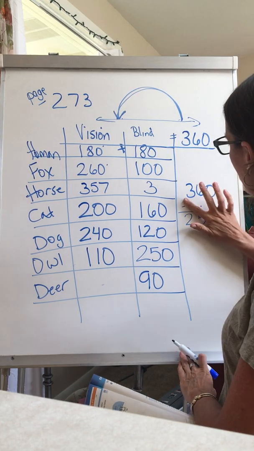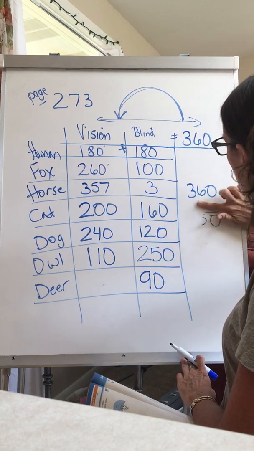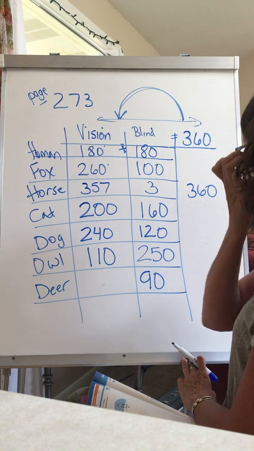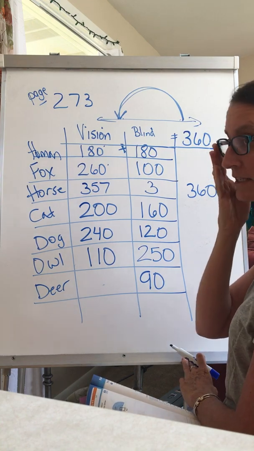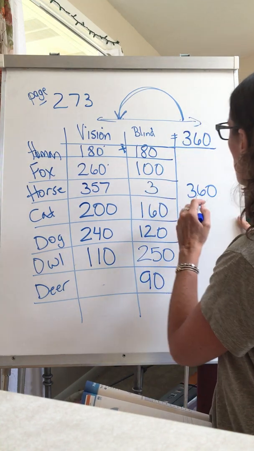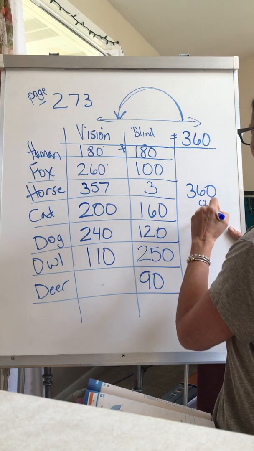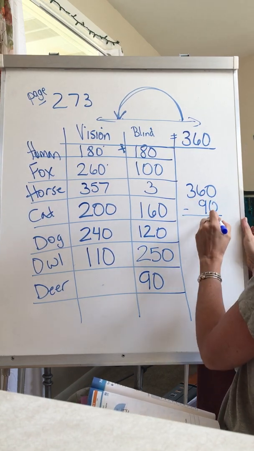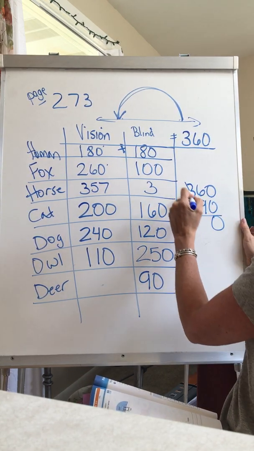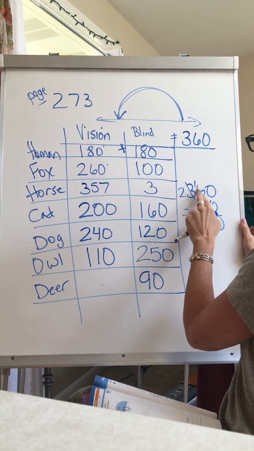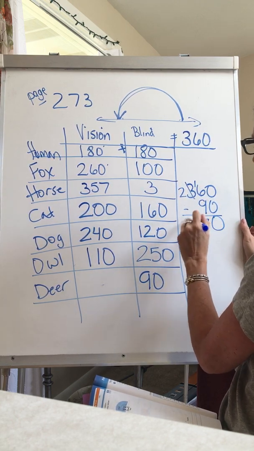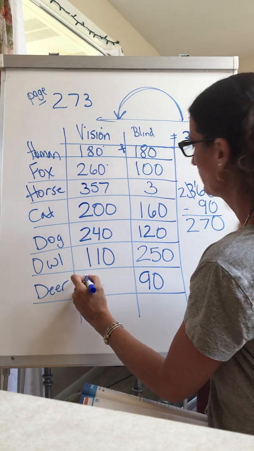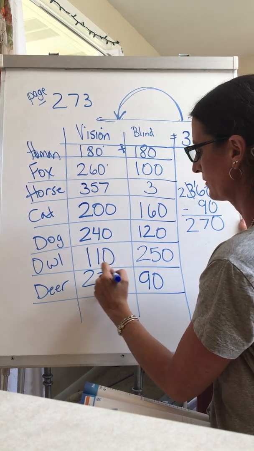And then the deer, okay, the deer also has a really small blind spot. And that's because they have those eyes on the side of their head for the prey. And so we know that they can't see 90 degrees. So when I do my subtraction, then 16 minus 9 is 7. So they have an amazing field of vision of 270 degrees.